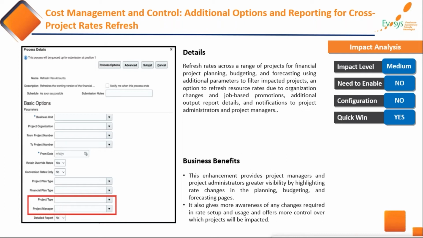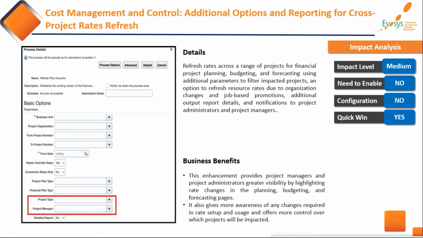So this particular request was there in the previous release also. What they did in this particular release is they have added two more parameters. One is project type and another one is project manager, because many times we keep on receiving requests from the clients that project managers want to run this program but only for their projects, so they can run it as per their wish, and then they can see what the impacts are on the budgets and forecast, and if required they can do some necessary adjustment.